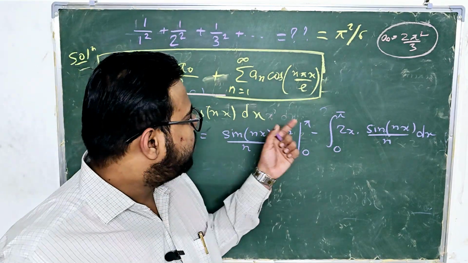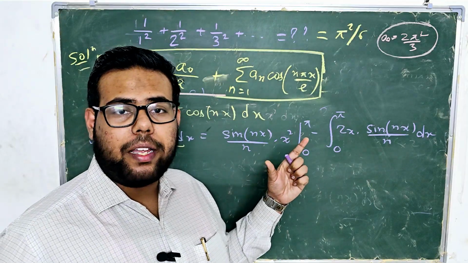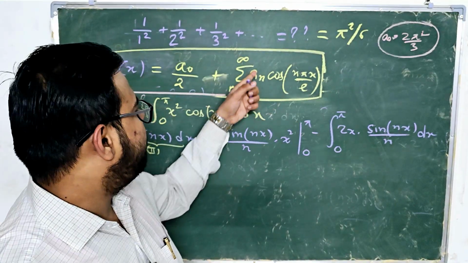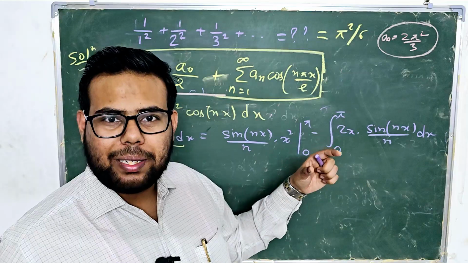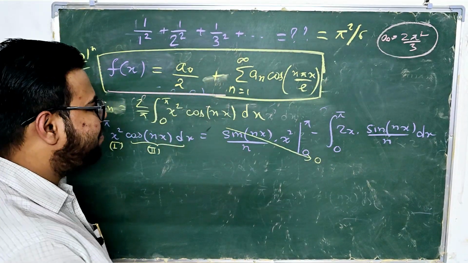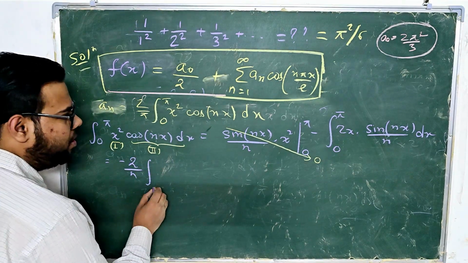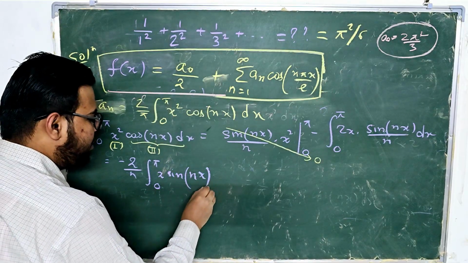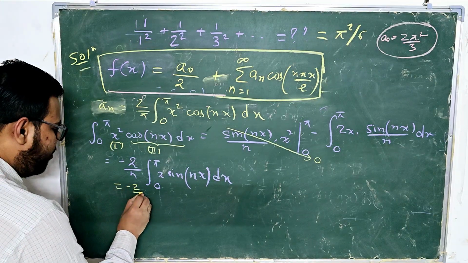And when you substitute x as pi, what you will get? Sin of n pi. What is sin of n pi? Since n belongs to natural numbers, since it is going from 1 to infinity, it means that sin of n pi will be equal to 0. So this whole expression is 0. So you got this as negative 2 by n times the integral 0 to pi x sin nx dx, right? So you have negative 2 by n.